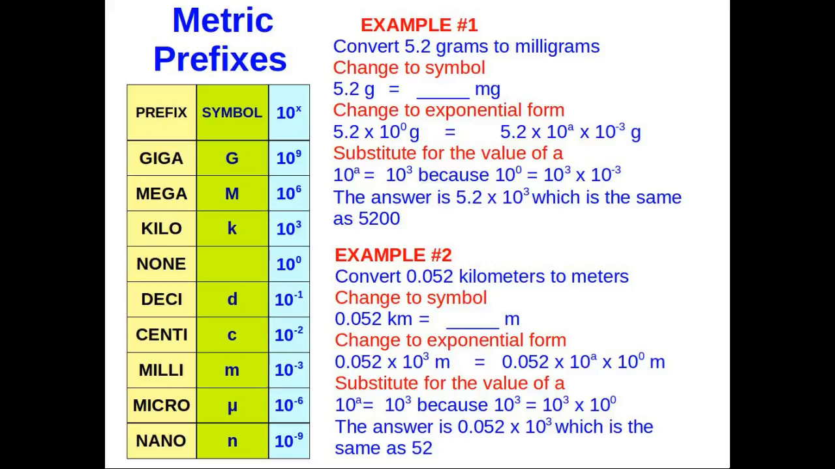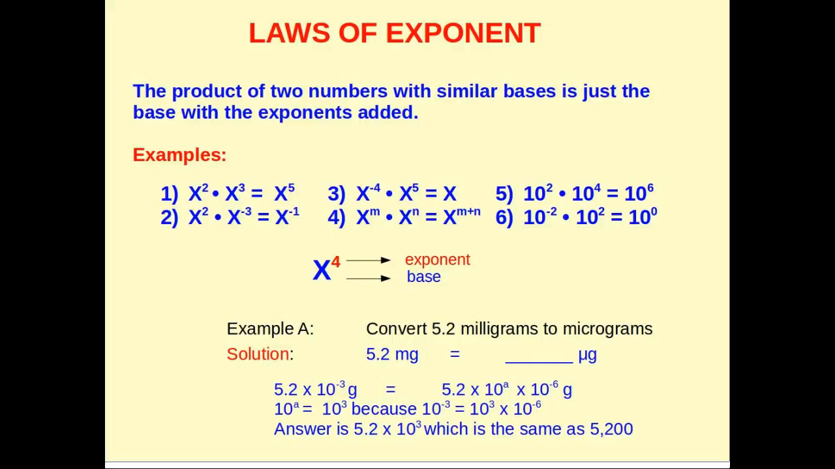Step C. Substitute for 10 to the A. 10 to the A is equal to 10 to the positive 3 because 10 to the 0 is equal to 10 to the positive 3 times 10 to the negative 3. Step D. The answer is 5.2 times 10 to the positive 3, which is the same as 5,200 after moving the decimal point 3 place values to the right.